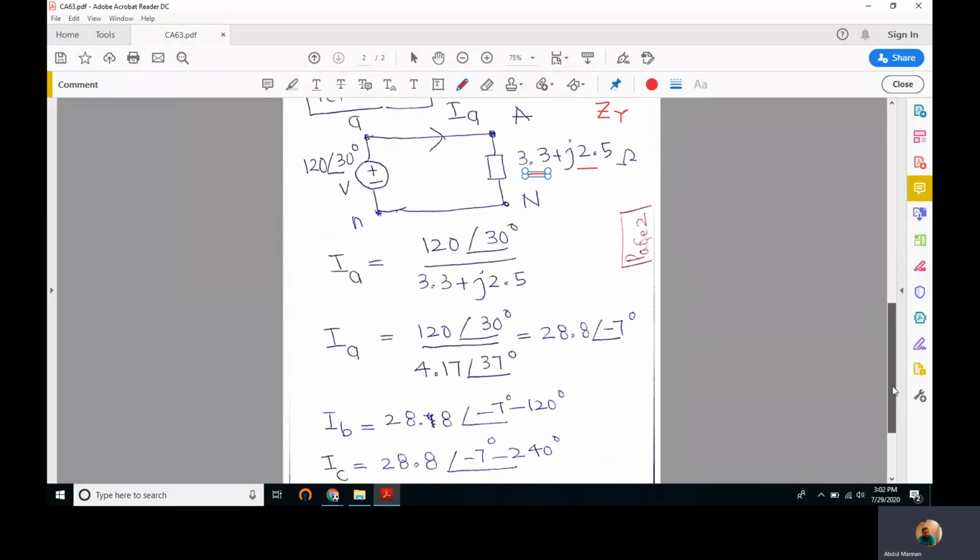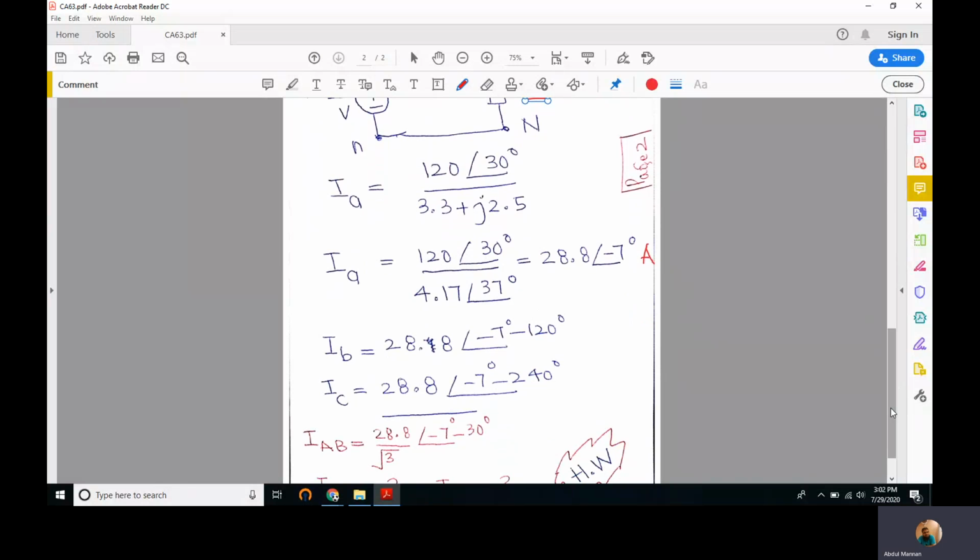So now we can find Ia by simply applying Ohm's law, and it turns out to be this many amperes. Ib and Ic can be found using symmetry. Ib should be 120 degrees lagging, Ic should be 240 degrees lagging. So now we have computed the 3 line currents.